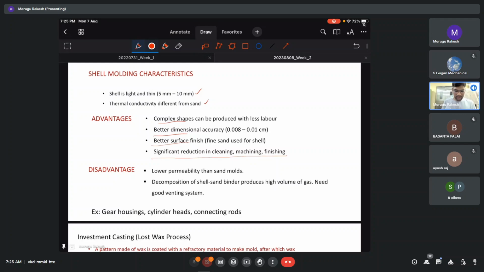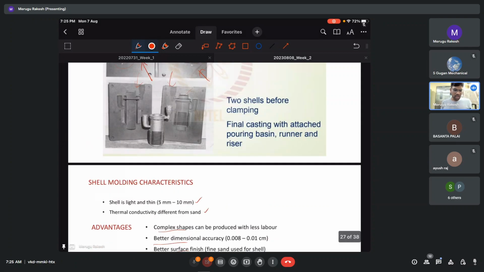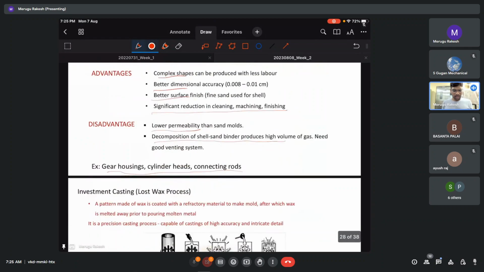But when it comes to the disadvantages, it has lower permeability and decomposition of sand, with this high volume of gases, so you need very good ventilation. And these are some of the products that are manufactured using shell molding. Okay, if you want to remember advantages and disadvantages, just remember the casting process. From that, you can deduce all these things.